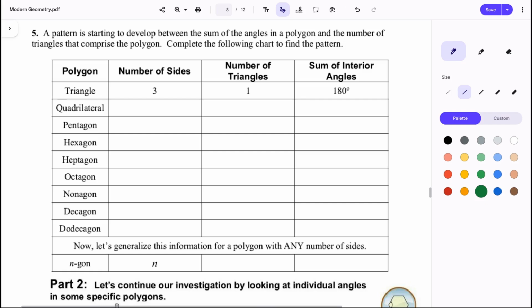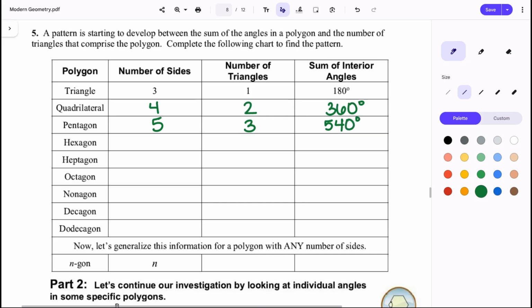Triangle has 3 sides. It has 1 triangle because that's what the shape is. So the sum would be 180 degrees. That's something that we've talked about already a lot. Quadrilateral, how many sides does a quadrilateral have? 4. We were able to create on the back page 2 triangles, and we said that the sum was 360. Okay, a pentagon had how many sides? 5. And how many triangles did we create? 3. And we said the sum was 540. This is all from the previous page yet.